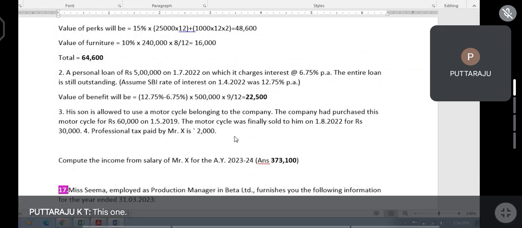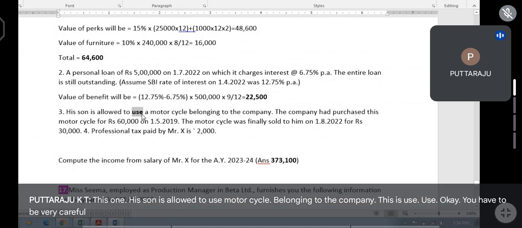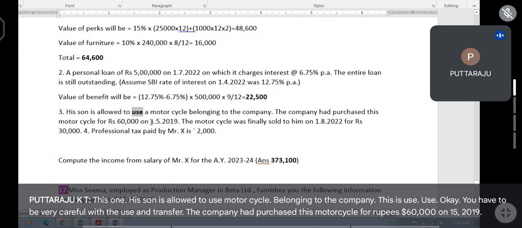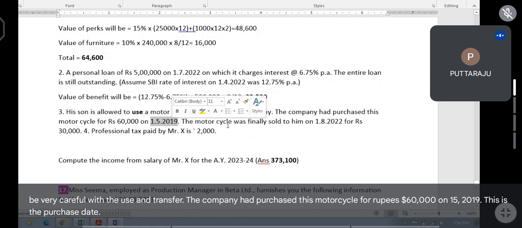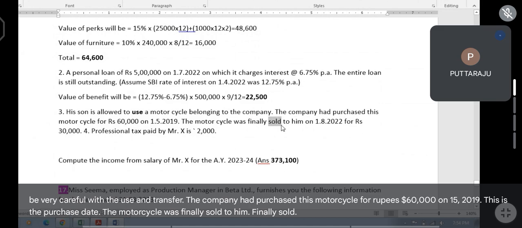His son is allowed to use a motorcycle belonging to the company. This is use. You have to be very careful between use and transfer. The company had purchased this motorcycle for rupees 60,000 on 1/5/2019. This is the purchase date. The motorcycle was finally sold to him on 1/8/22 for rupees 30,000.